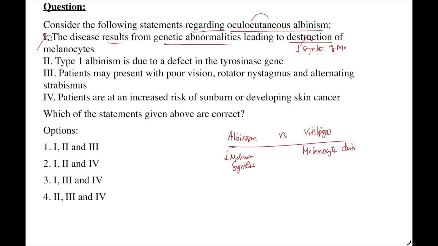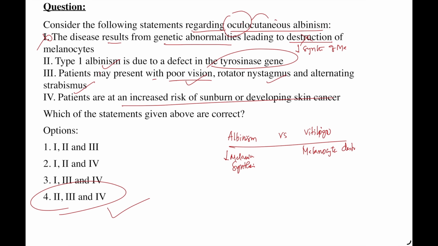If option 1 is wrong, we are only left with 2, 3, 4, which are right statements. Yes, type 1 albinism is a defect in the tyrosinase gene. Agree. Patients may present with other problems like poor vision, nystagmus, strabismus. Yeah, that's why it is oculo. Skin means the albinism patients have white skin, and patients are at increased risk of sunburn and developing skin cancer. I also agree with these two. So options 2, 3, 4 are the right statements here.